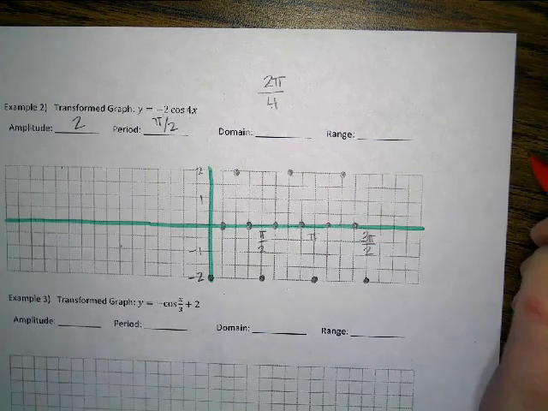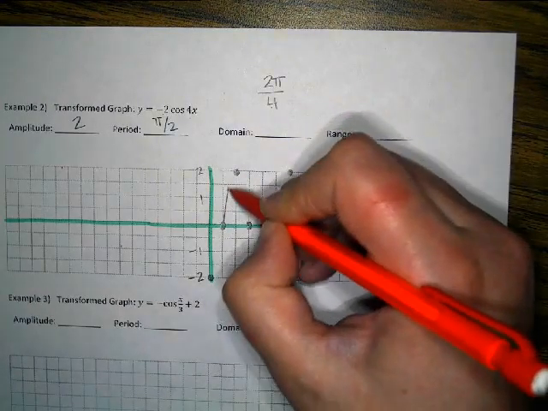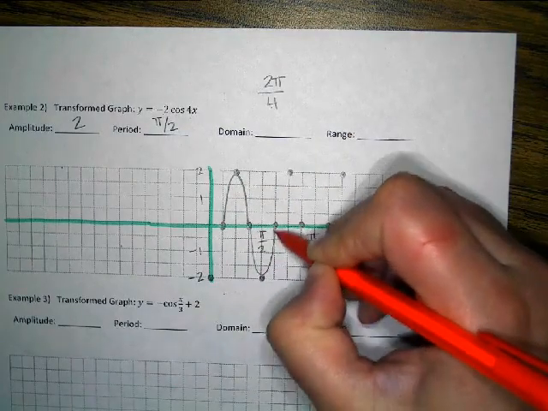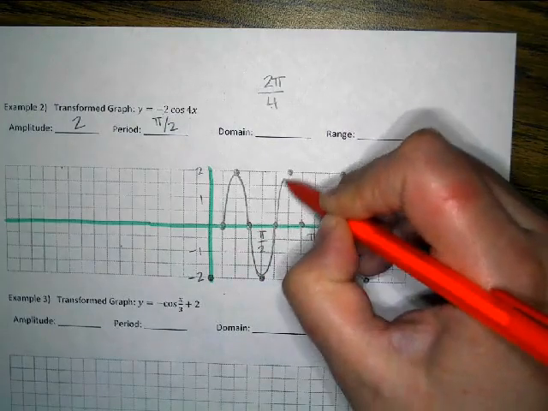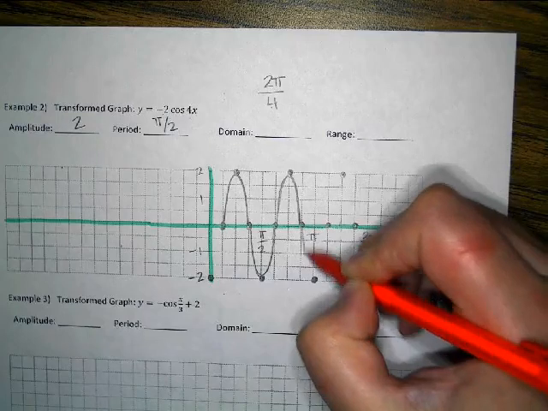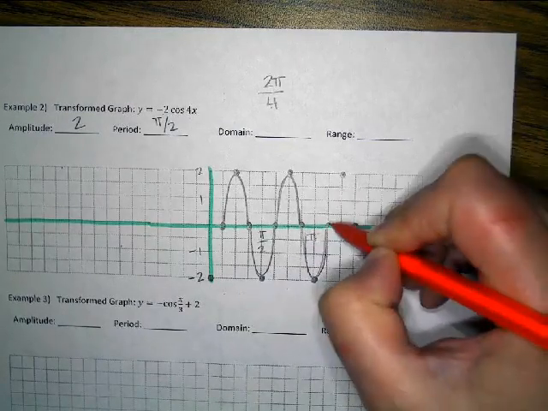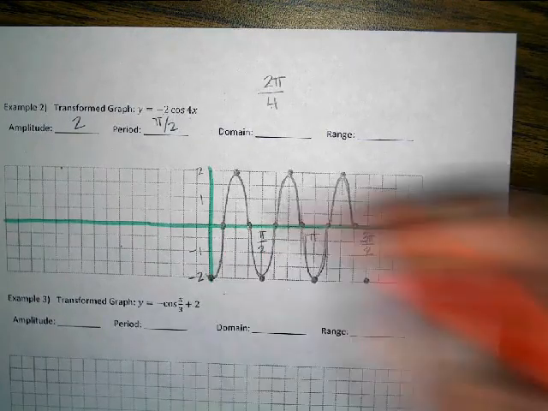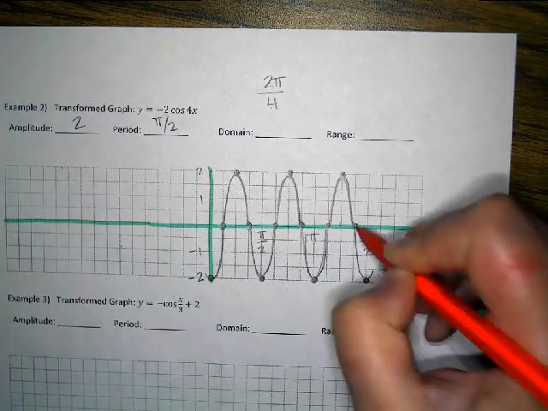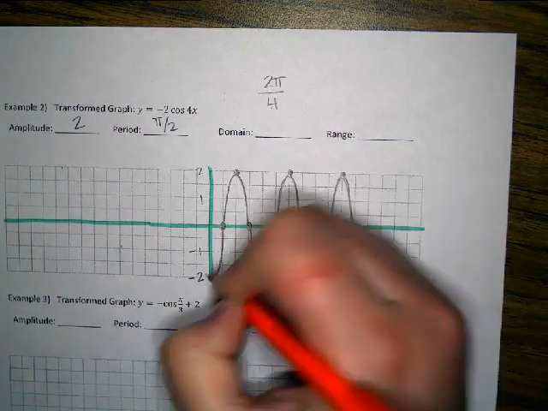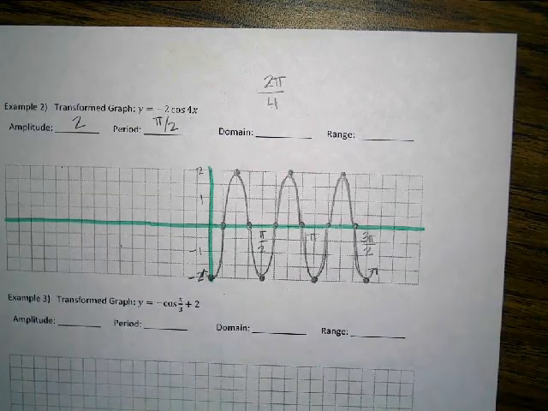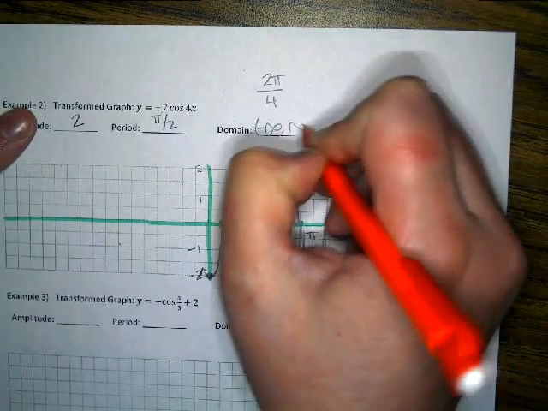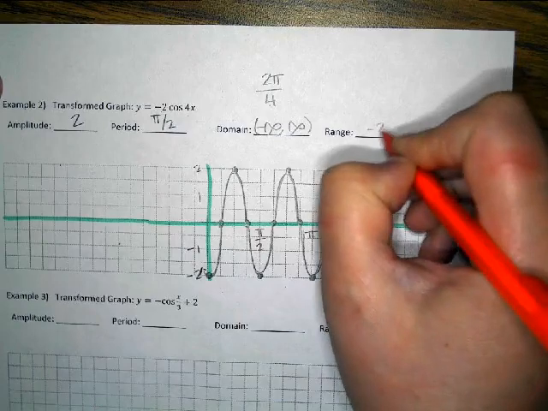All right, here is our U shape. And there's our U, and our U. Half of a U. Half of a U. Okay. So what is the domain? Okay, easy domain. What's the range? Okay. Ta-da. All right.